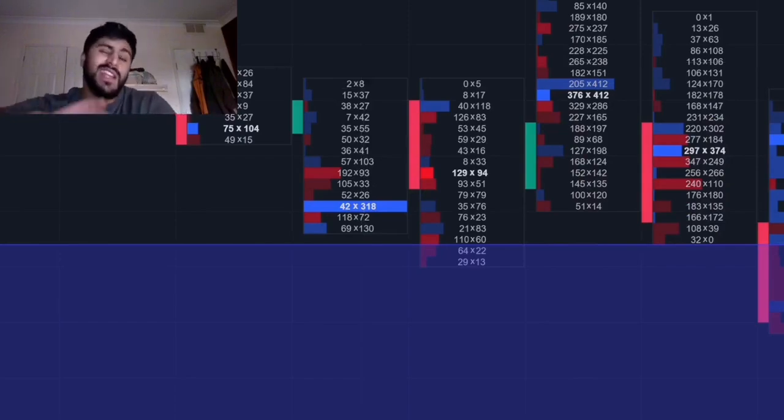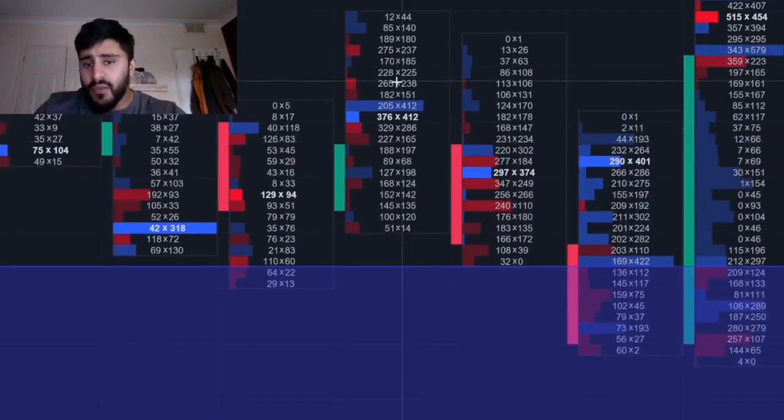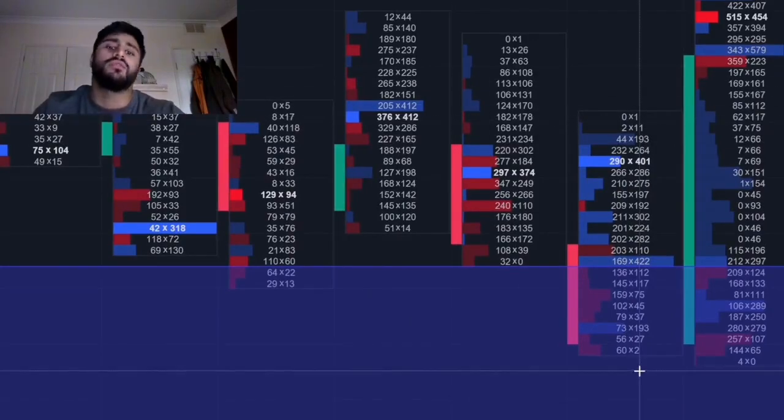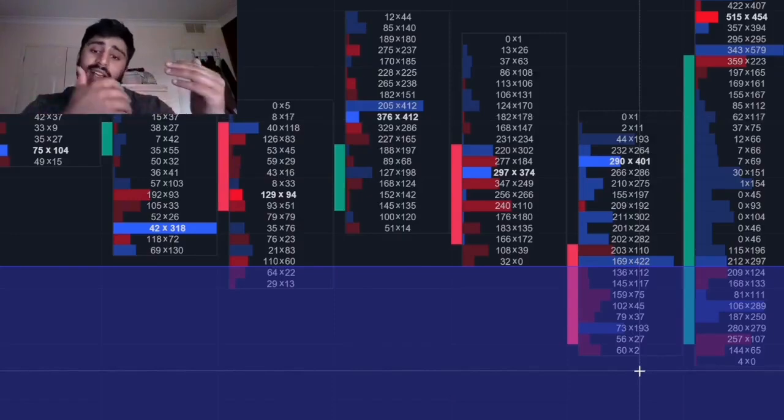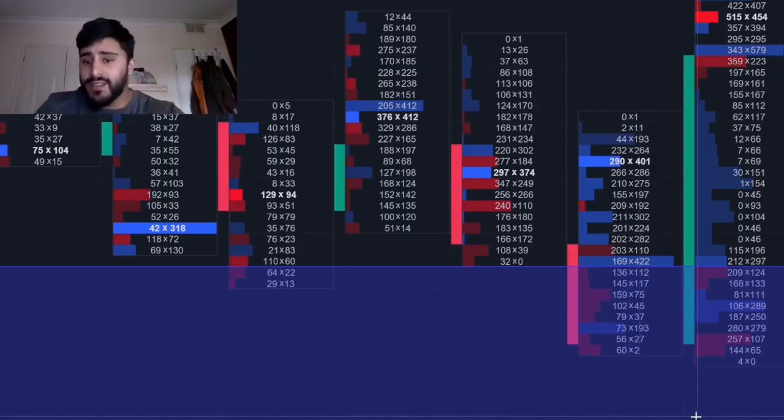This means that there's significantly more buyers than sellers, right? We can see, despite the market moving down, we see a large number of aggressive buyers popping up here. We see 205 for 412. So that's roughly double the amount of aggressive buyers than sellers, right, coming into the zone.